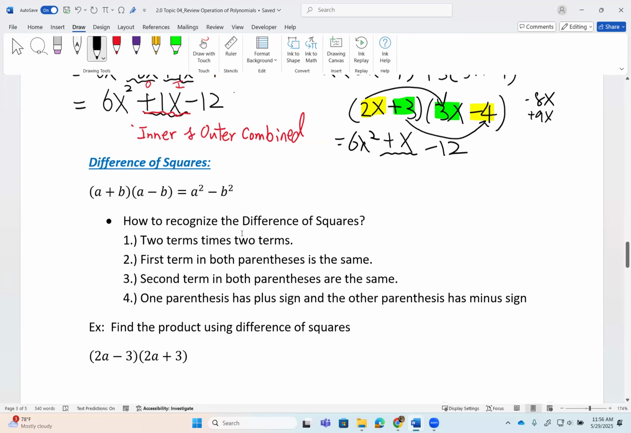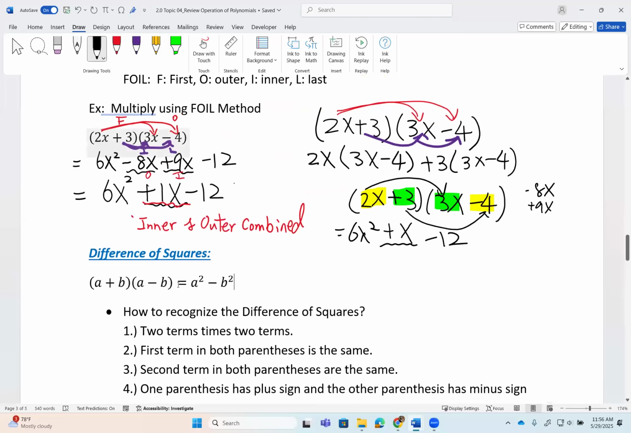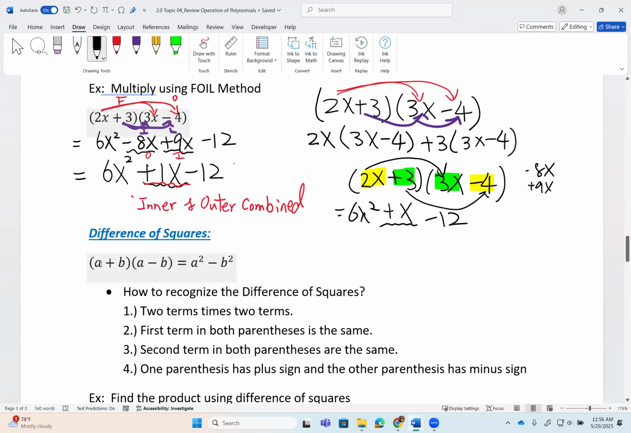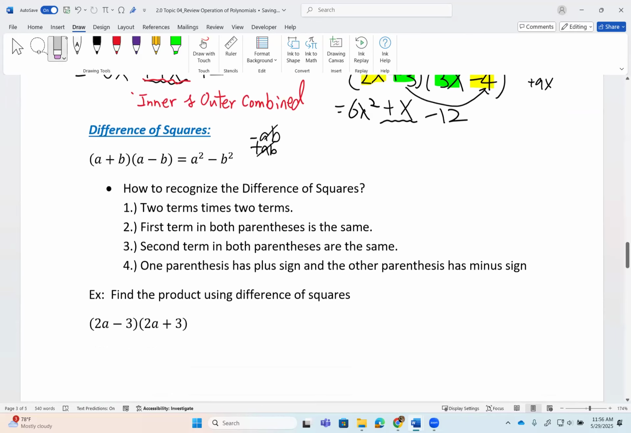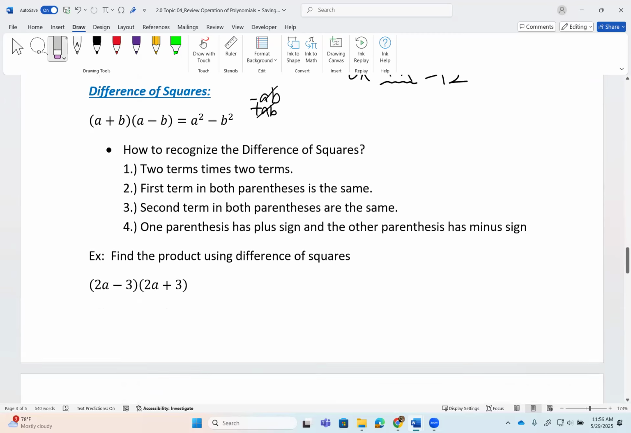Okay, so what happened to the middle term? If you think about the FOIL method here, the middle term actually got canceled out, because the outer, a times negative b, is negative ab. The inner, positive b times a, is positive ba or positive ab. Either way you say it, it's the same thing. Ab and ba are the same. So negative ab plus positive ab cancel out. So a difference of squares doesn't have a middle term, and you're just going to have a squared minus b squared. A difference of squares is meant to be done by looking at it.